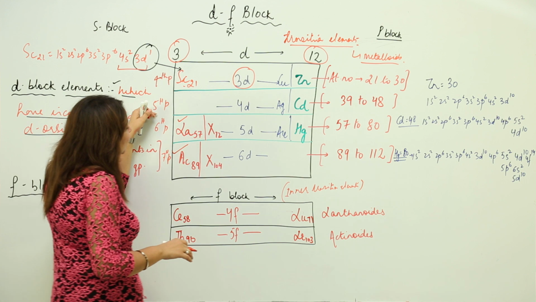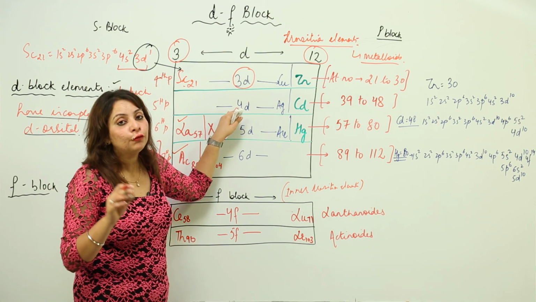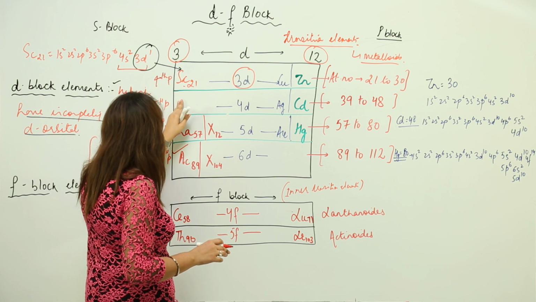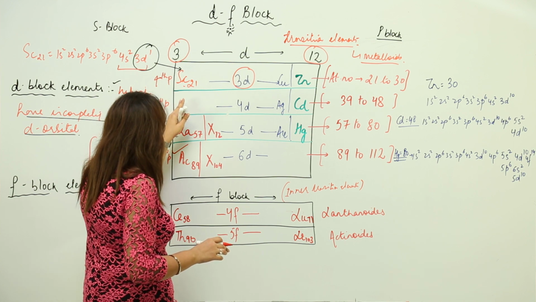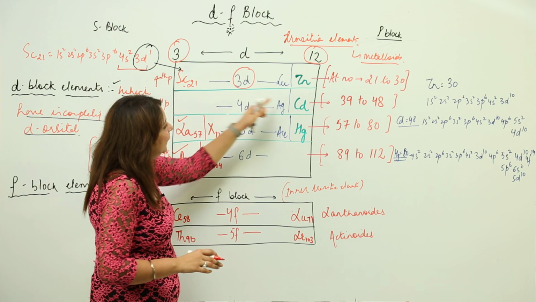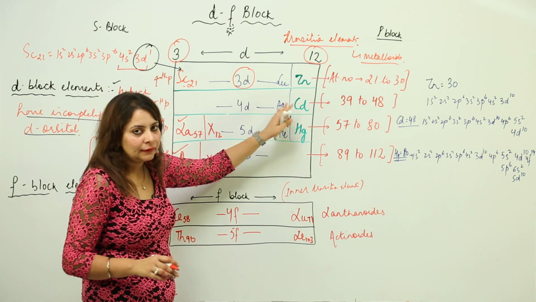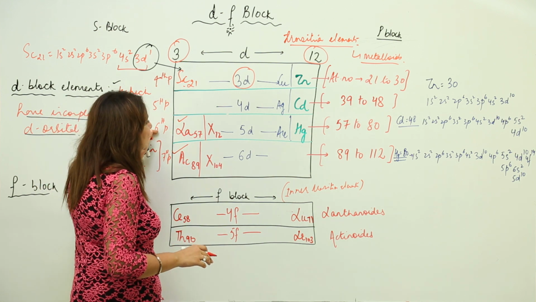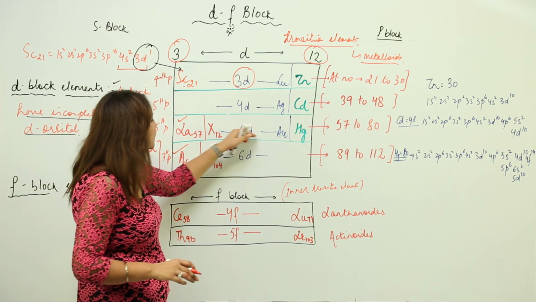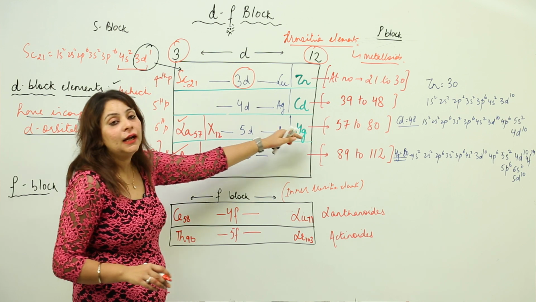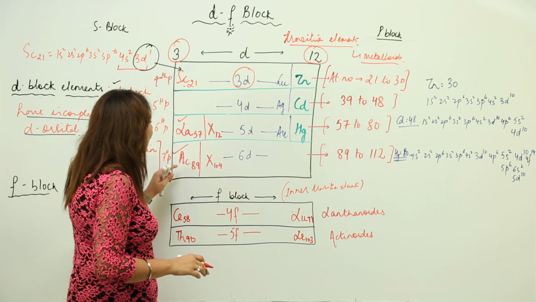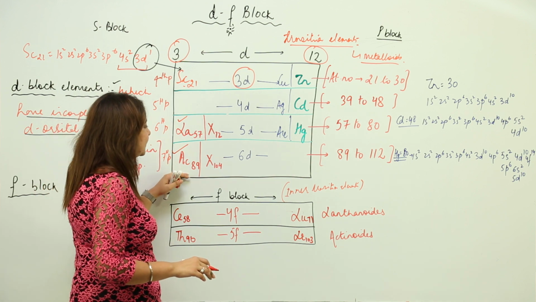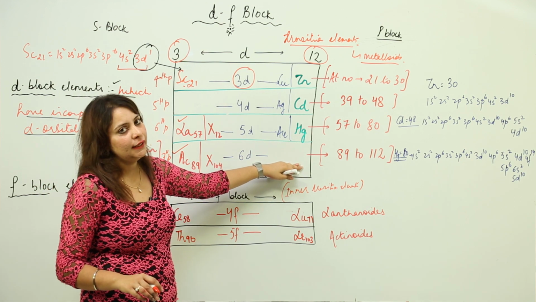Second, in the 5th period, the filling of the 4d orbital takes place, starting from 5s2 4d1 and extending up to 5s2 4d10. Similarly, in the 6th period the filling of the 5d orbital takes place, starting from 5d1 and ending at 5d10. Likewise, the filling of the 6d orbital takes place, starting from 6d1 and extending up to 6d10.